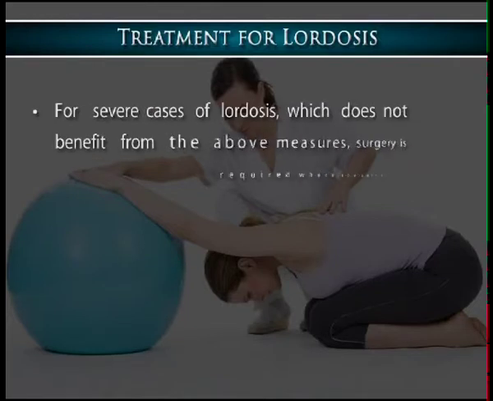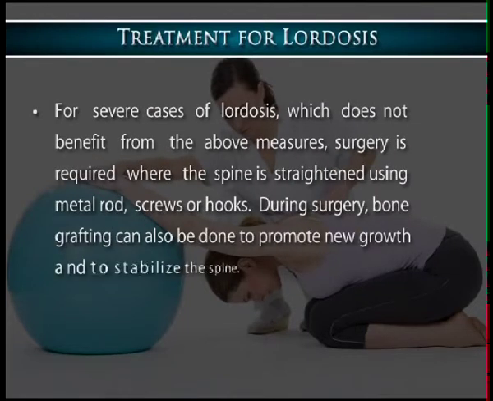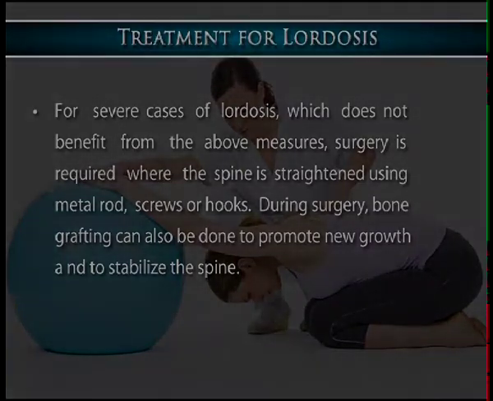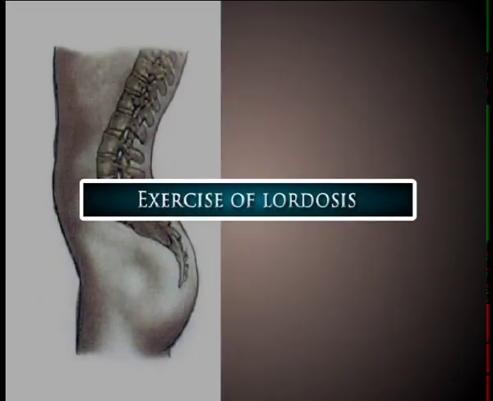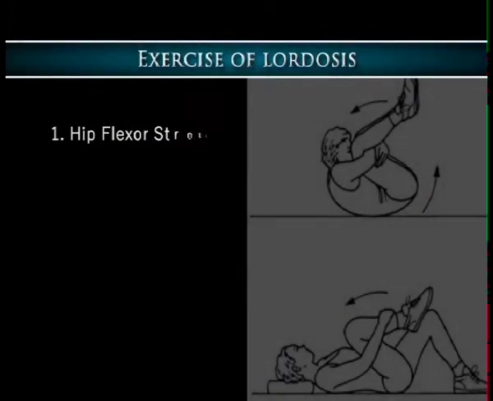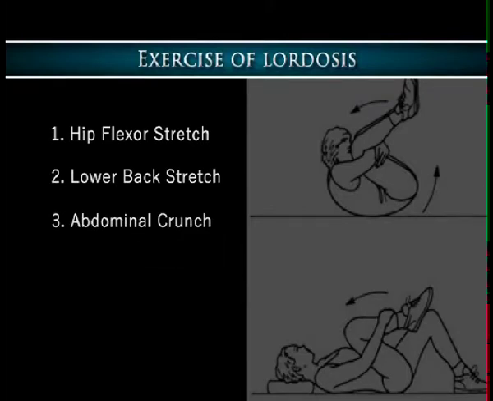For severe cases of lordosis which do not benefit from the above measures, surgery is required, in which the spine is strengthened using metal rods, screws or hooks. During surgery, bone grafting can also be done to promote bone growth and to stabilize the spine. So here comes the exercise for lordosis. Hip flexor stretch, lower back stretch, abdominal crunch, twisting crunch and bridge.